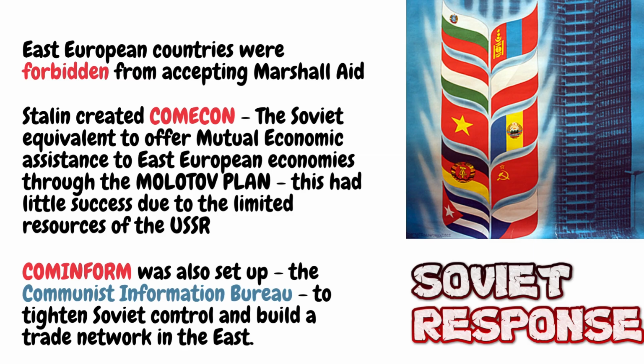The other Soviet response was in the organisations they set up in response. So obviously they forbade Marshall Aid from going to East European countries, but they also formed their own organisation called Comecon, which is the Soviet equivalent. It aimed to offer mutual economic assistance to East European economies, and they had their own Molotov Plan. And this had little success, due to the USSR having very limited resources. It didn't have the same resources as the USA to pour into Eastern Europe. It also set up Cominform, the Communist Information Bureau, to try to tighten Soviet control across its sphere of influence and to try to build a trading network in the East.